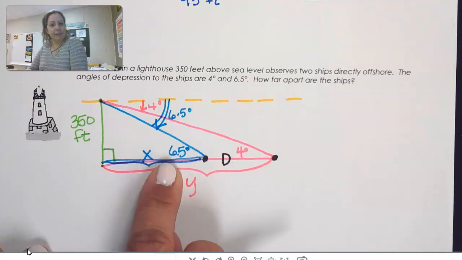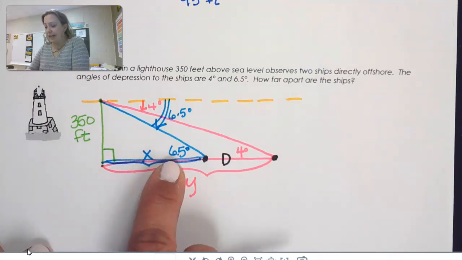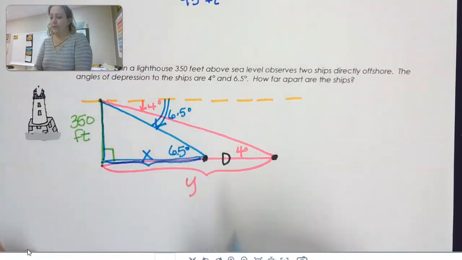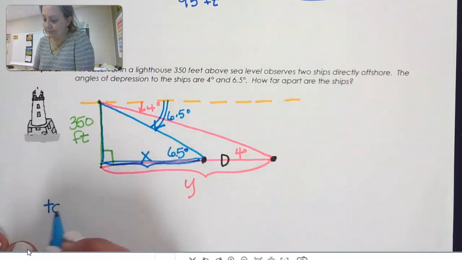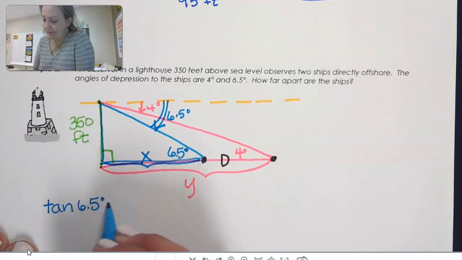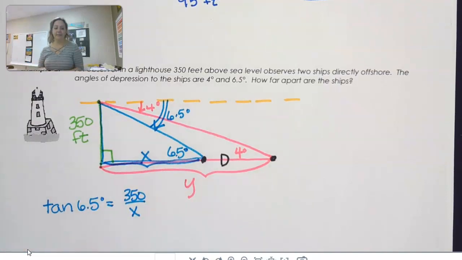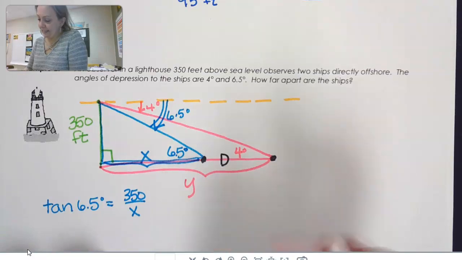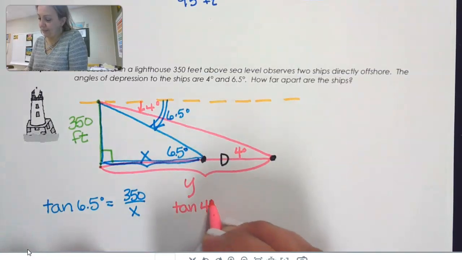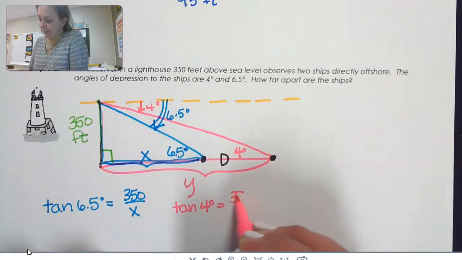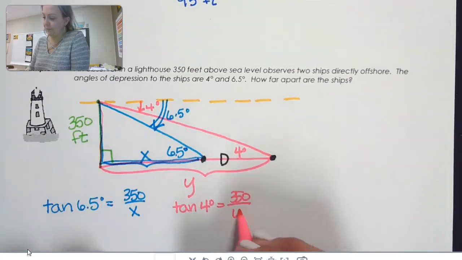I'll focus on the blue one first. So if this is 6.5 degrees, I called this X the adjacent. I know that 350 is the opposite. So opposite and adjacent, I can use tangent. So I can say that the tangent of 6.5 degrees equals 350 over X. Okay, cool. And let's set something up similar for Y. I can say that the tangent of 4 degrees is the opposite, which is 350, over the adjacent, which is Y.